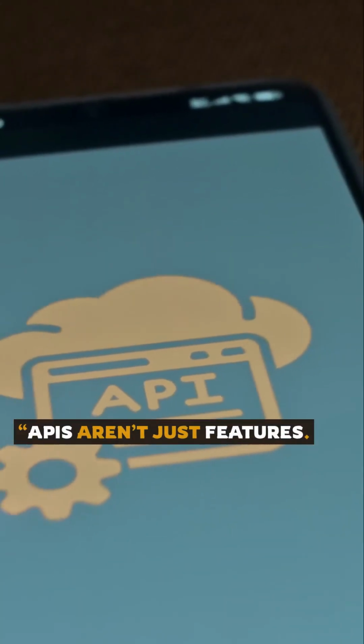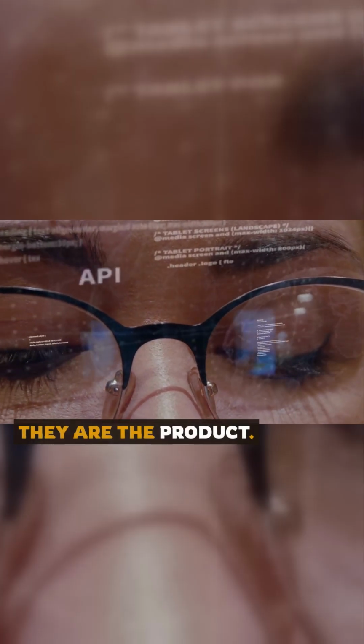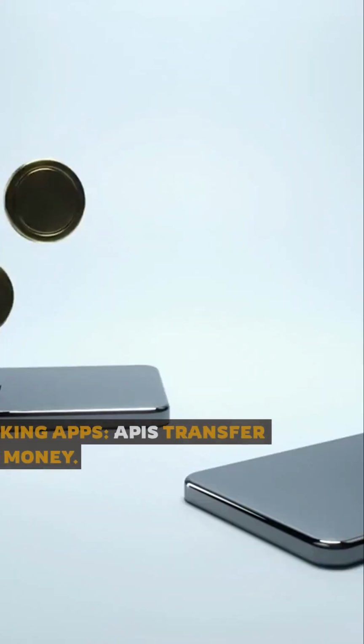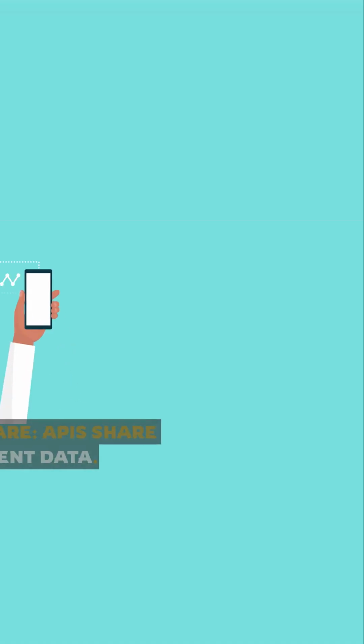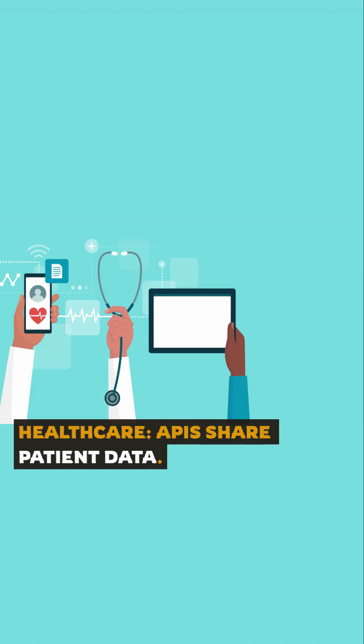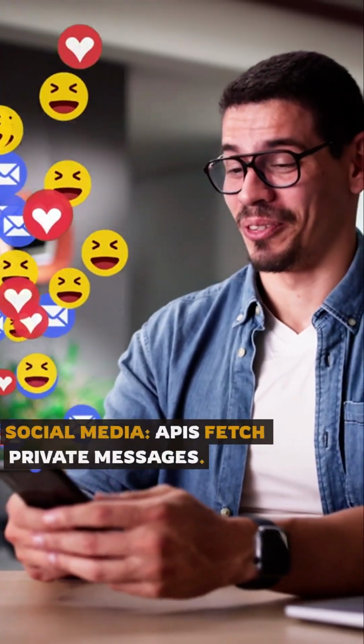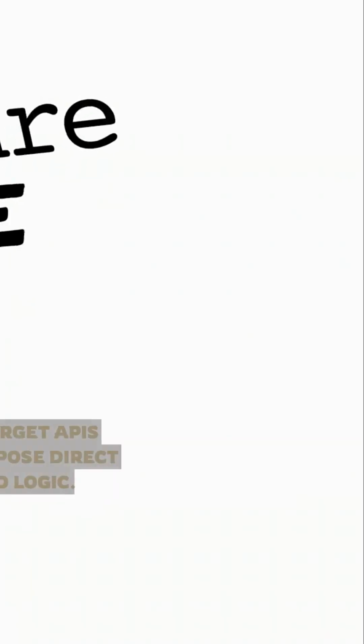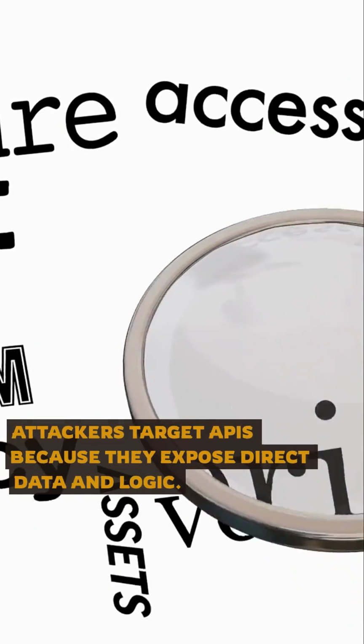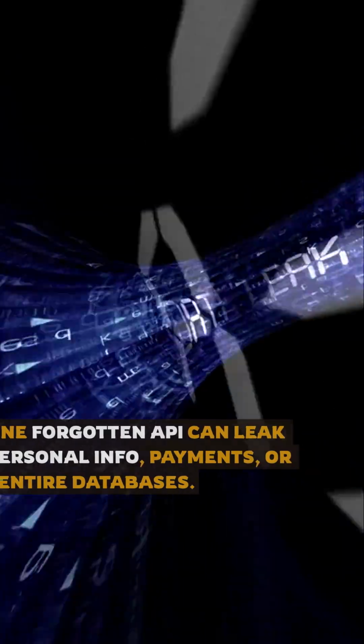APIs aren't just features. They are the product. Banking apps, APIs transfer money. Healthcare, APIs share patient data. Social media, APIs fetch private messages. Attackers target APIs because they expose direct data and logic. One forgotten API can leak personal info, payments, or entire databases. Remember this, protecting your app means protecting your APIs.